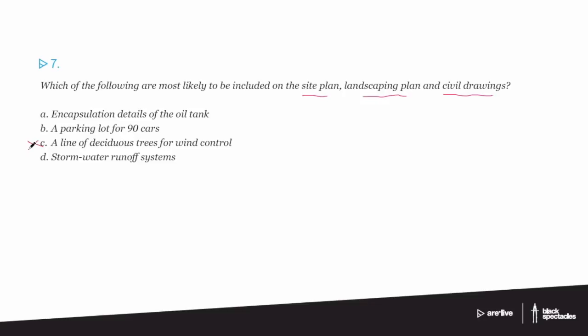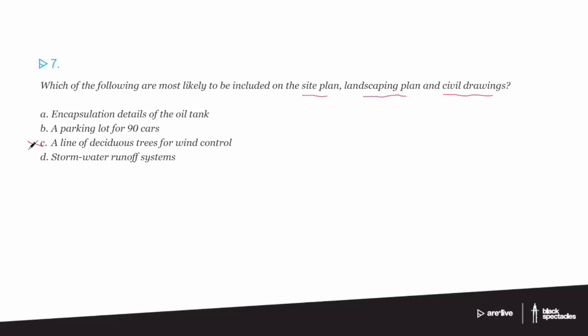So we're down to 3 of them: encapsulation details of the oil tank, parking lot for 90 cars, stormwater runoff. Now, if we went to our tabs and went through the environmental Phase 1, we'd find that there is, in fact, information about an oil tank.